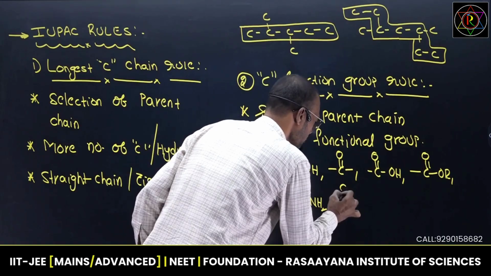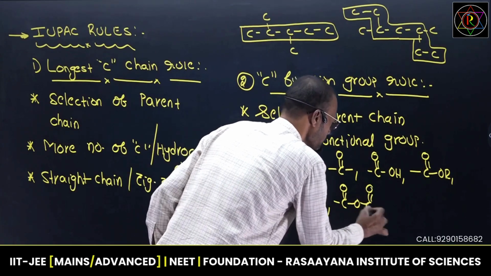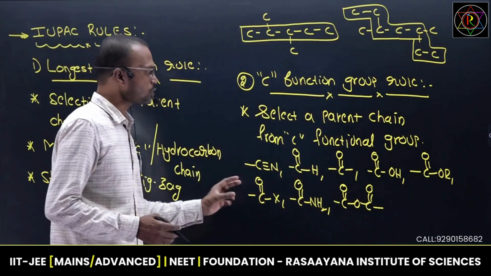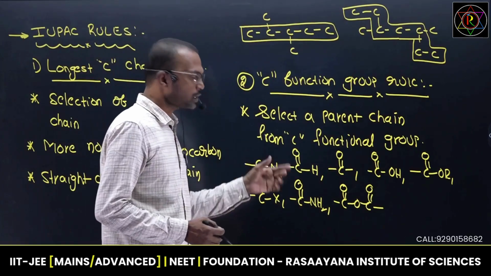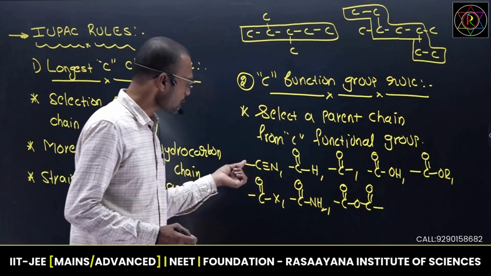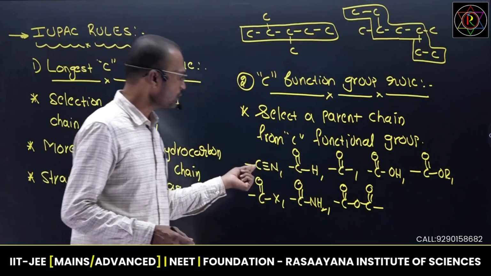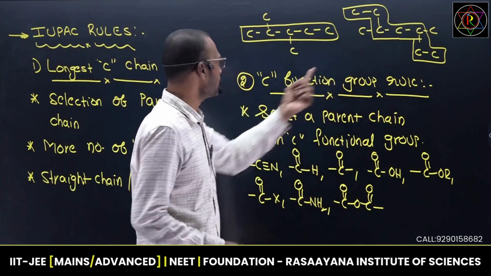C double bond O, C double bond O, like this. So these are all called carbon functional groups. Whenever these carbon functional groups are present, try to select a parent chain which starts from these carbon functional groups. You will understand by taking one example. So whenever these functional groups are available, don't follow the longest carbon chain rule.